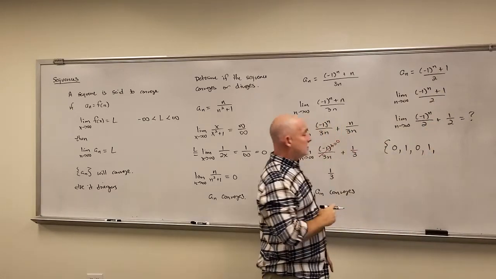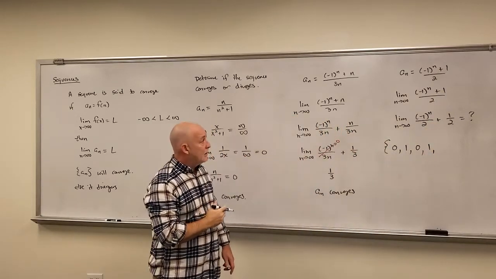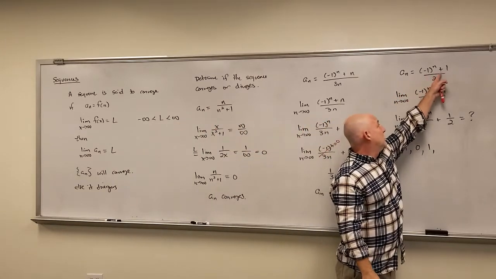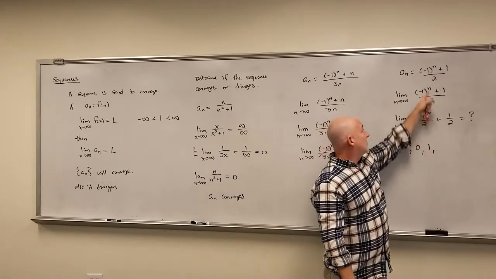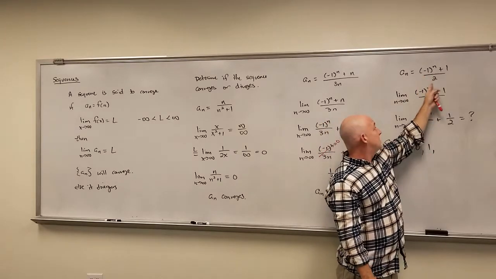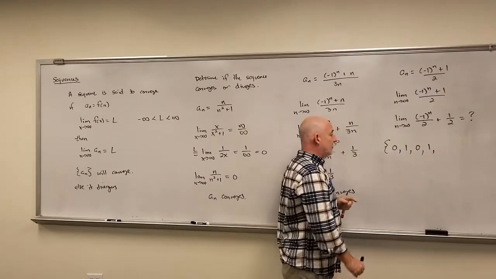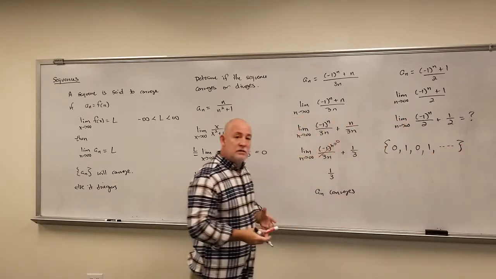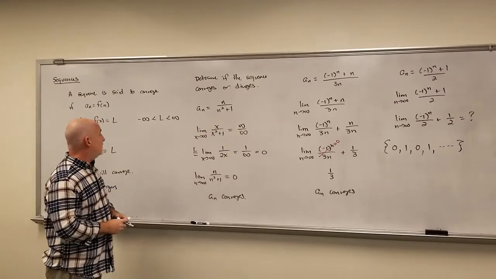So if you notice, you can kind of see a pattern starting here, right? If n is even, that's a positive 1, so you get 2 over 2, which is 1. And if n is odd, that's a negative 1, so you get 0 over 2, which is 0. So this pattern keeps going forever. So the question is, does this converge or diverge?